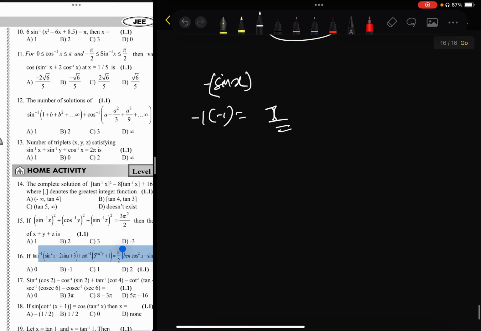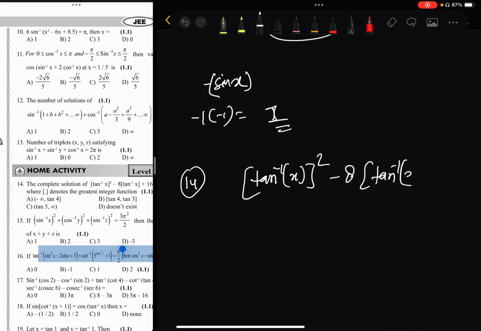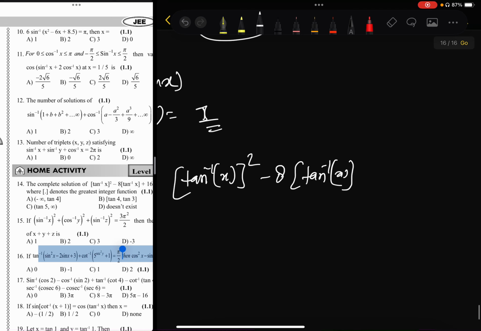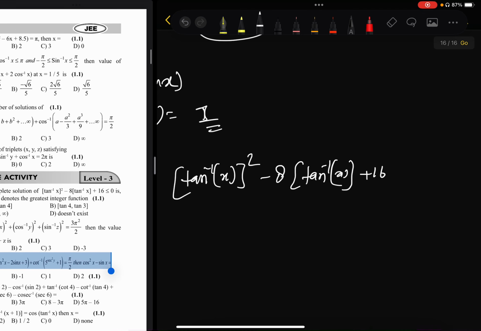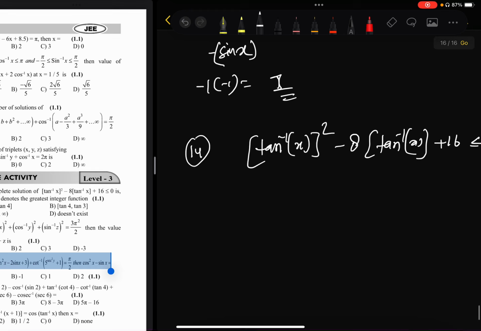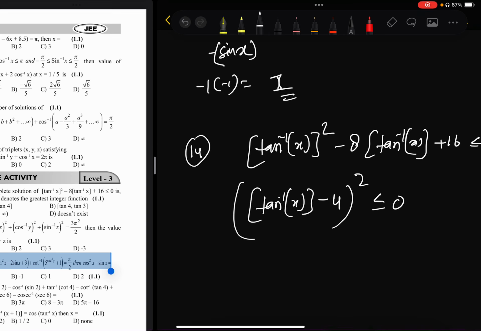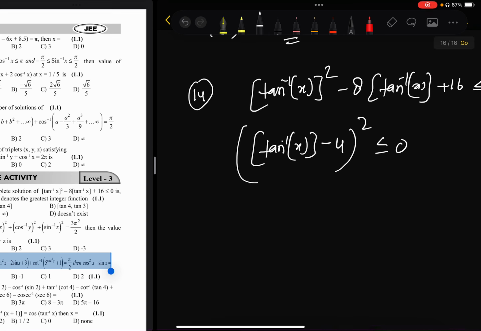Now next, yes, question number 14. Question 14 is: tan inverse x whole square minus 8 times tan inverse x plus 16 is less than or equal to 0. As you can see, this is a perfect square. Tan inverse x minus 4 whole square is less than or equal to 0; 4 4s are 16, 2 times 4 is 8.